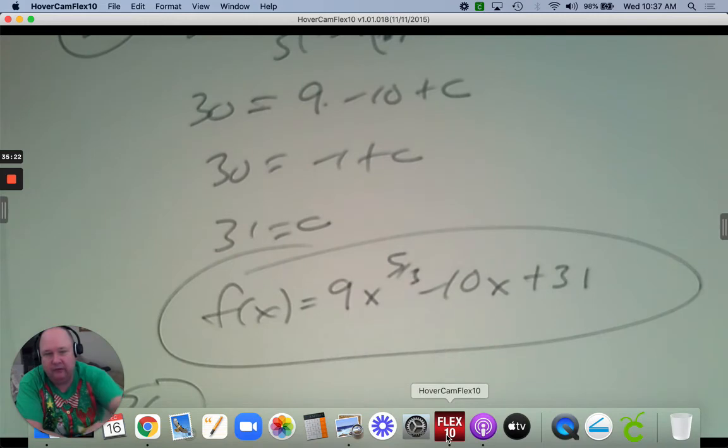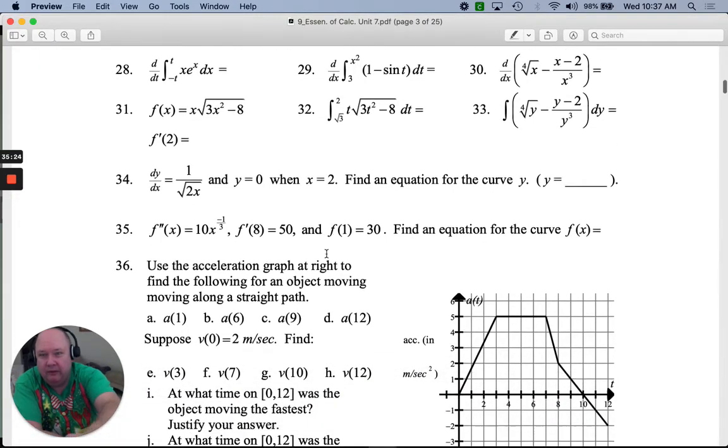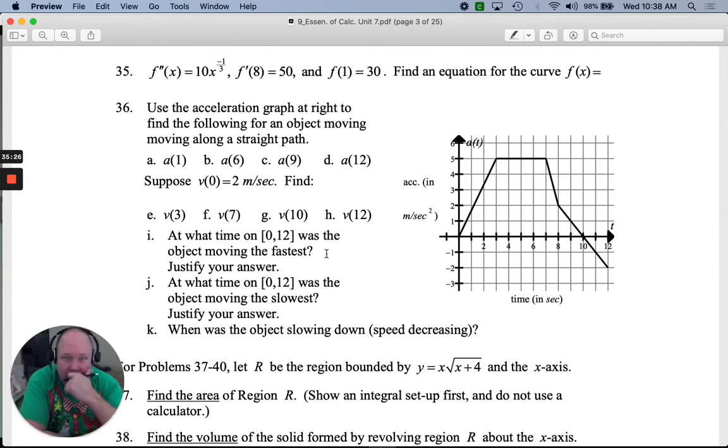Number 36, feel free to give yourself a break if you need to. Use the acceleration graph at the right and then find the following for an object moving along a straight path. So the graph I'm giving is acceleration. In part A, a at 1, just look off the graph, and now it's in the middle of that line. So I need the equation of that line to solve it. I can't just estimate it, I need the equation of it.